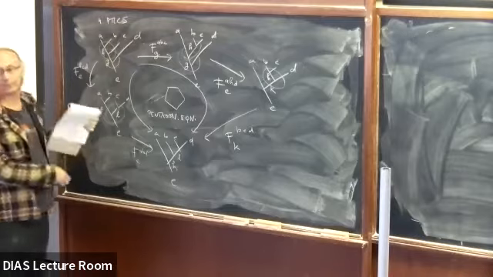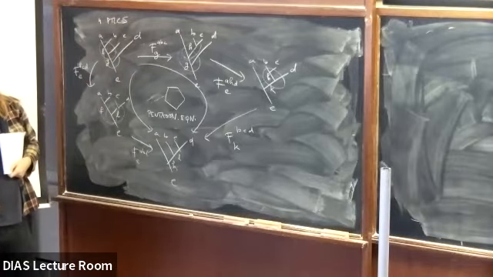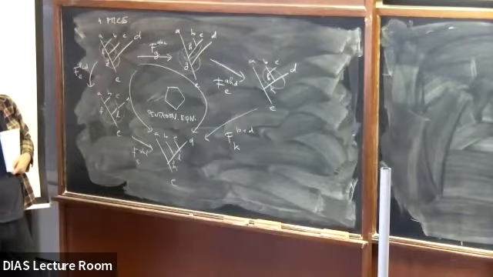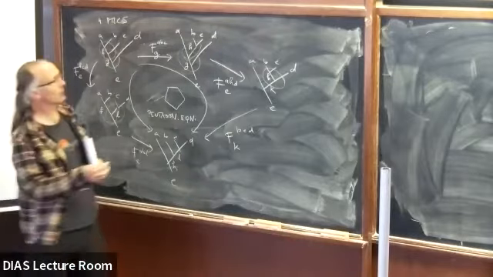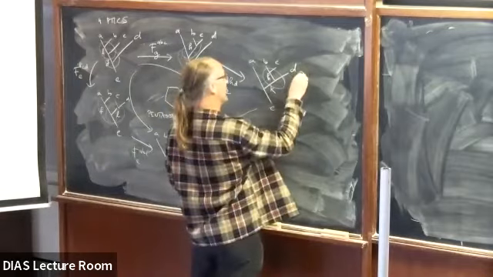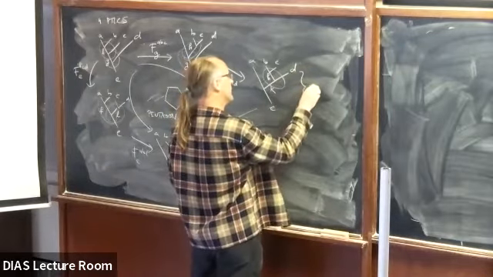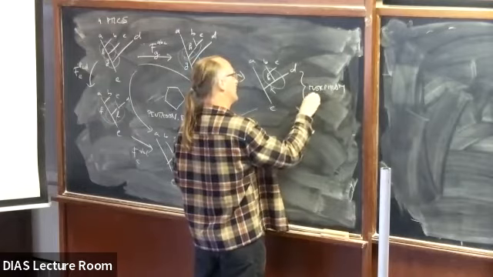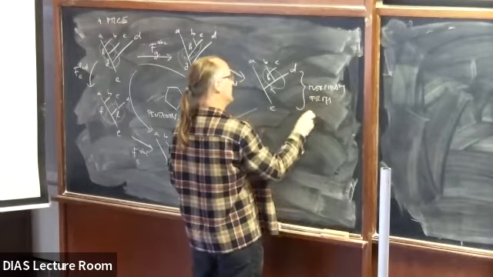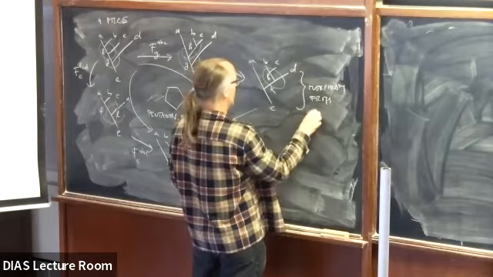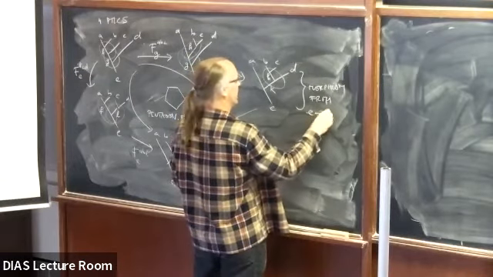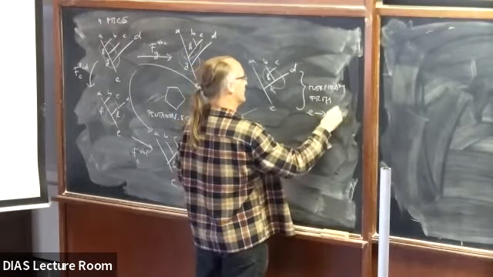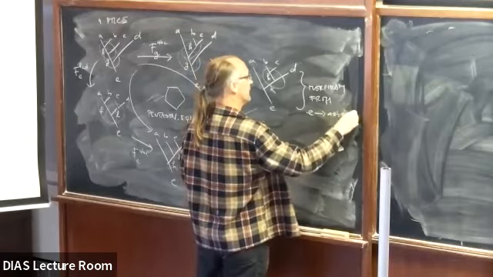So does each diagram represent one fusion ring? Each diagram represents one morphism in a fusion category. So this diagram is a morphism from the object B to the object A tensor B tensor D.